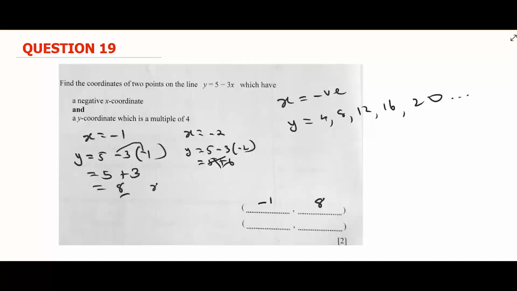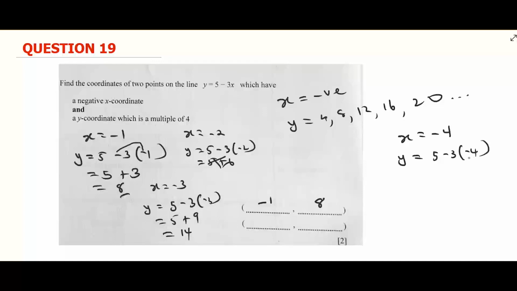We leave it. When x equals negative 3, so you have y equals 5 minus 3 into minus 3. So this will be equal to 5 plus 9, and that is 14. Also 14 is not a multiple of 4. We leave it. So let's go to when x equals negative 4. So we have y equal to 5 minus 3 into negative 4. This will give us 5 plus 12, and that will be 17. 17 is not a multiple of 4, so we can't use it.